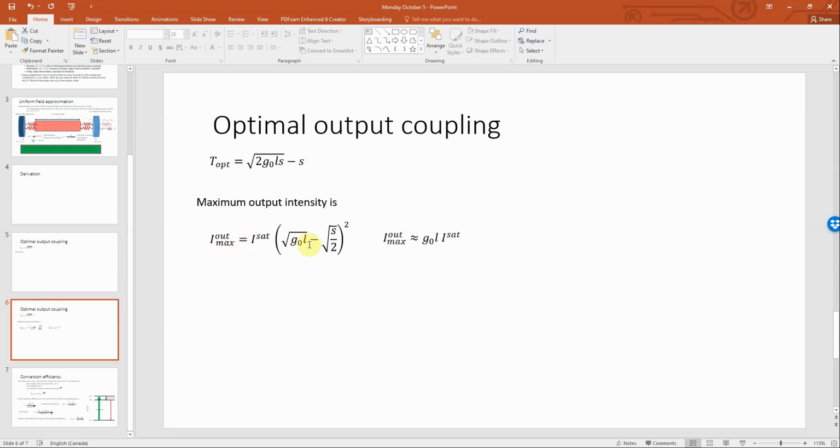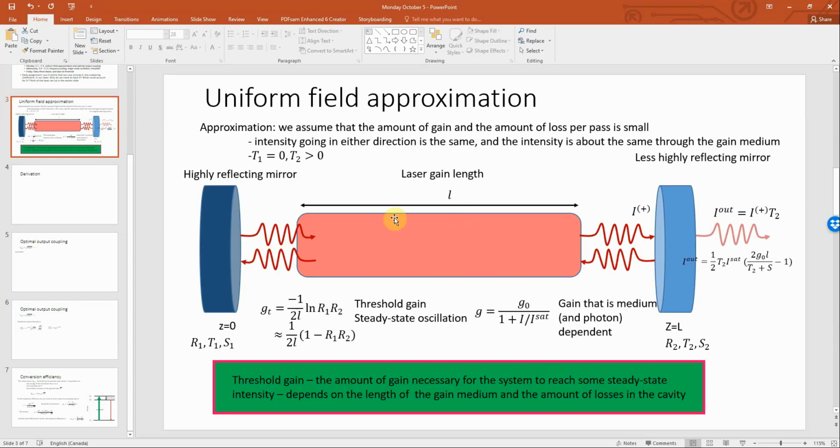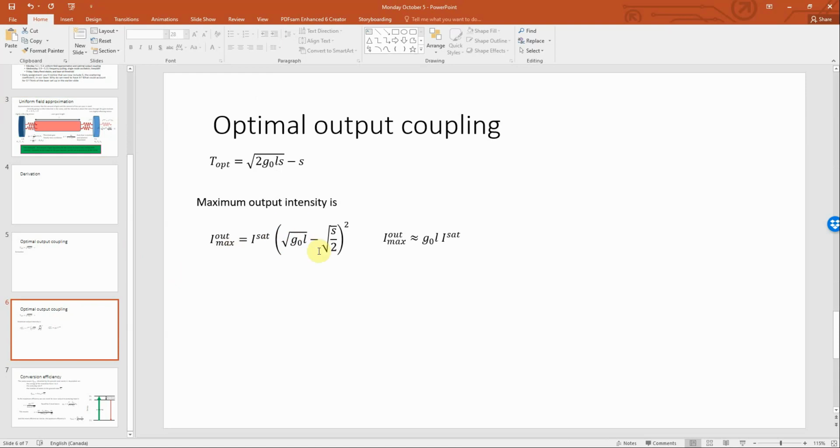And then we'll also be discussing, if this is the optimal output coupling, so this is the optimal transmission coefficient, and we have some intensity within this cavity, well, what that's going to lead to is some maximum output intensity. And so that's going to be given by this equation here. This output max is going to be approximately equal to this gain G naught times the length of the gain medium times the saturation intensity. And we'll be going through in class what all these terms mean.